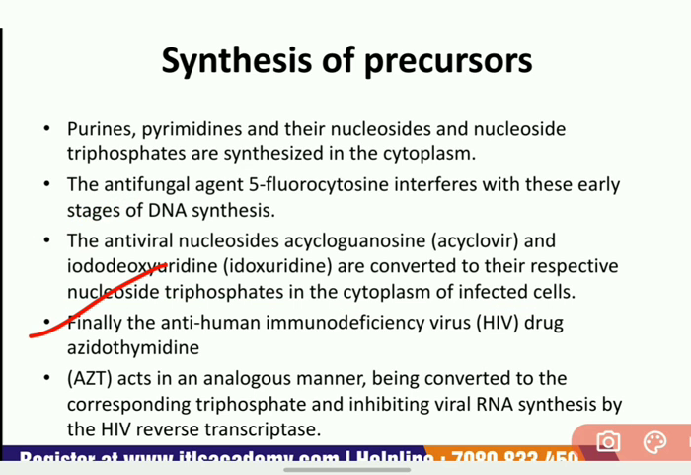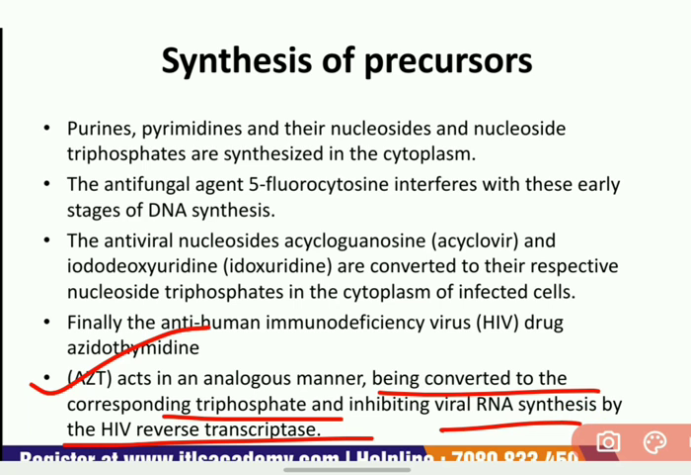Finally, the anti-human immunodeficiency virus, that is HIV drug, is azithromycin. Azithromycin acts in an analogous manner, being converted to the corresponding triphosphate and inhibiting viral RNA synthesis by the HIV reverse transcriptase.